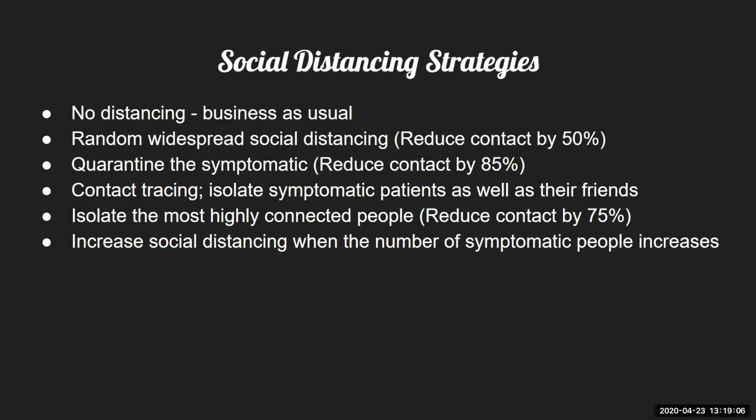We also implemented contact tracing, so you figure out who you're friends with that are infected, and then you reduce your contact by a certain percentage. We also isolated the most highly connected people, so reducing their contact by 75%. And then the last strategy we considered was to distance based on the number of infected. You can think of this as more of a reactive political strategy. It's popular to shut things down when there's a high level of cases, but when things start to die down, it makes sense to lift restrictions again.